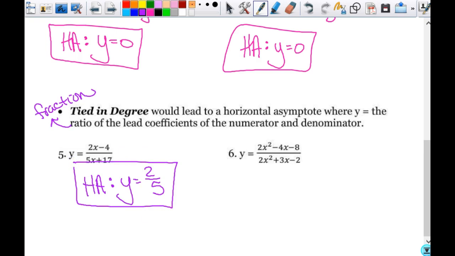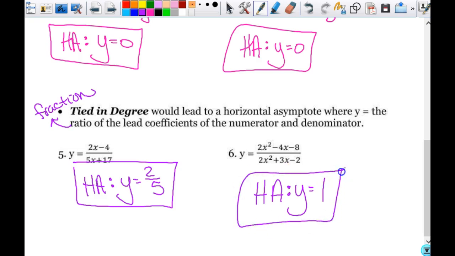Number 6 is also tied in degree, right? So I look at the ratio of the leading coefficients. That's 2 over 2. What is 2 over 2? 1. So your horizontal asymptote, y equals 1. Everybody okay with that? Any questions?